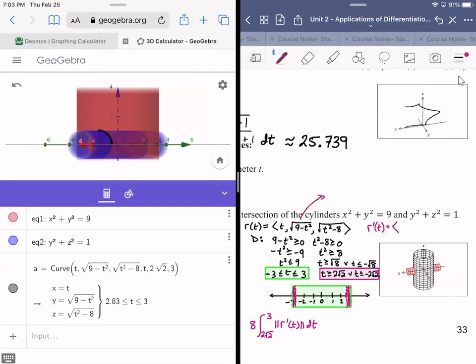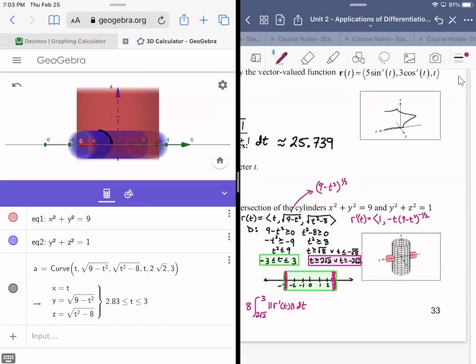This guy can be thought of as 9 minus t squared to the 1/2. So we're looking at 1/2 times 9 minus t squared to the negative 1/2 times a negative 2t. So we're going to have a 1, and then we're going to have, like I said, a 1/2, and then you'll have a negative 2t at the end. So 1/2 times negative 2t is going to be negative t multiplied by 9 minus t squared to the negative 1/2.